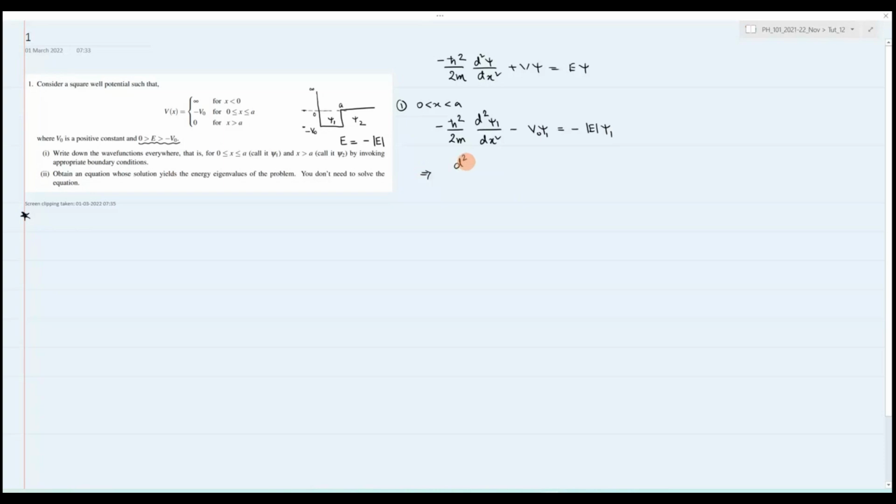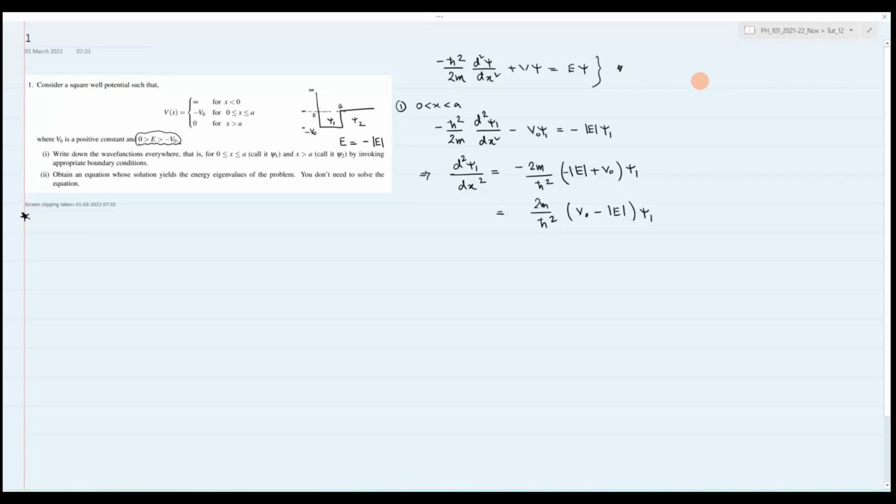We make it like this, d2 psi by dx square will be equal to 2m by h cross square, then here it will become E plus v0. This thing we take it like this, and this will become this. It's correct. So if we simplify it even further, it will become 2m by h cross square, v0 minus mod of E, psi 1.